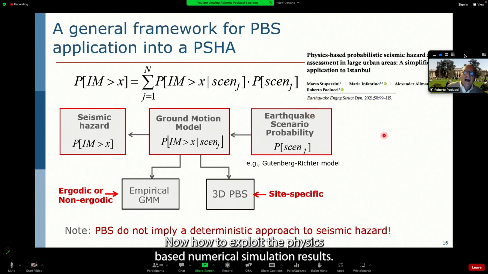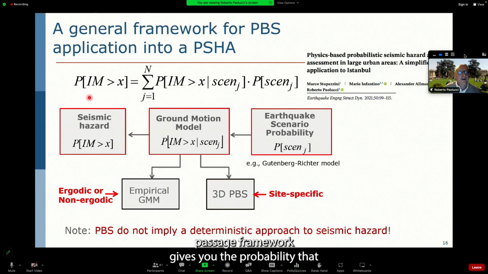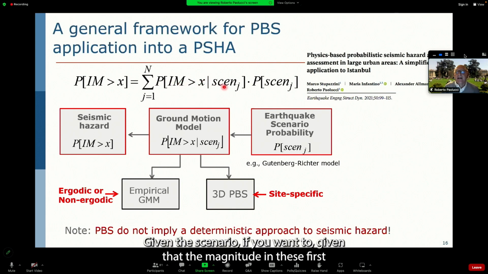Now, how to exploit the physics-based numerical simulation results within a PSHA framework? In general, the PSHA framework gives you the annual probability that an intensity measure exceeds a given value as the combination of the probability of a given scenario among all of those that are considered in the PSHA, times the ground motion model. That is, the probability that the intensity measure exceeds that value given that scenario, given that magnitude and distance, and possibly also site conditions.